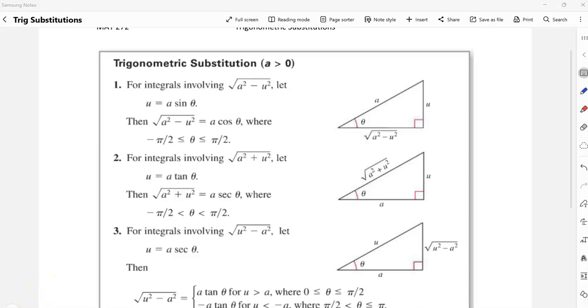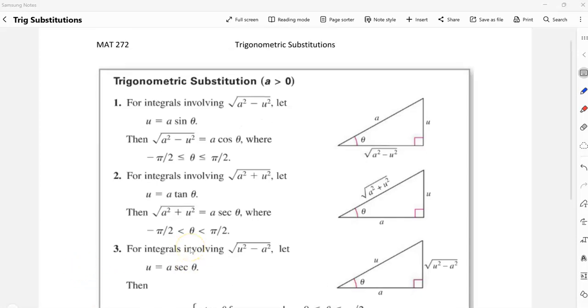In this video, we are going to talk about how to use trig substitutions to help us integrate different types of expressions. They work best when you're in one of these three formats. You're talking about a square root, and you either have a squared minus u squared, where u is the variable, square root of a squared plus u squared, or the square root of u squared minus a squared.